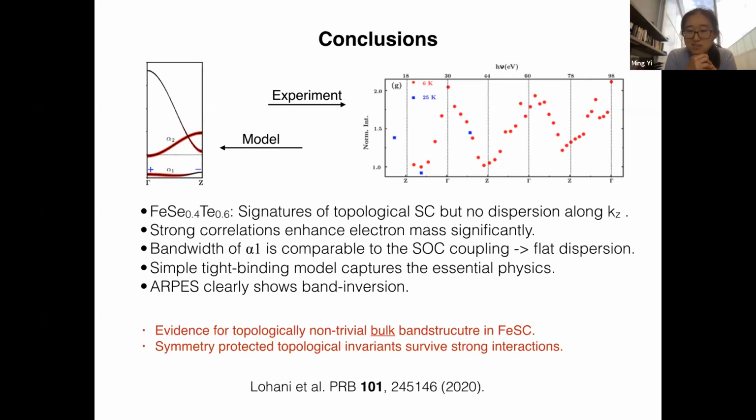I guess the consistency is that there is the band inversion from this analysis. Yeah, so in that sense, it's very consistent. I agree. Yichen?